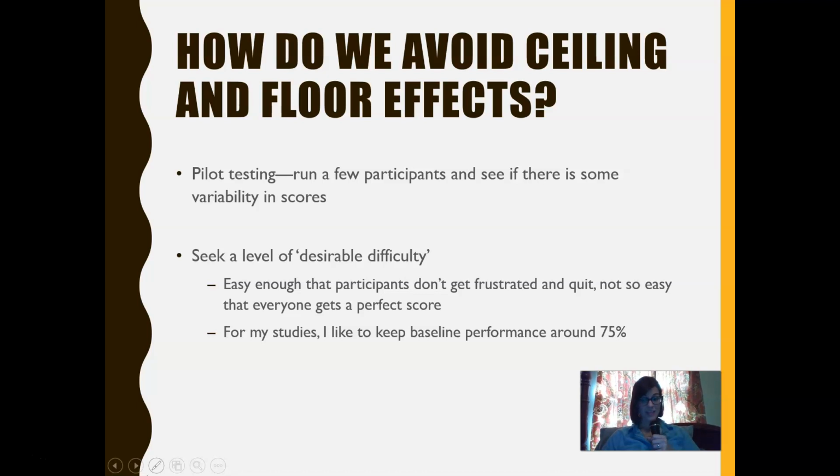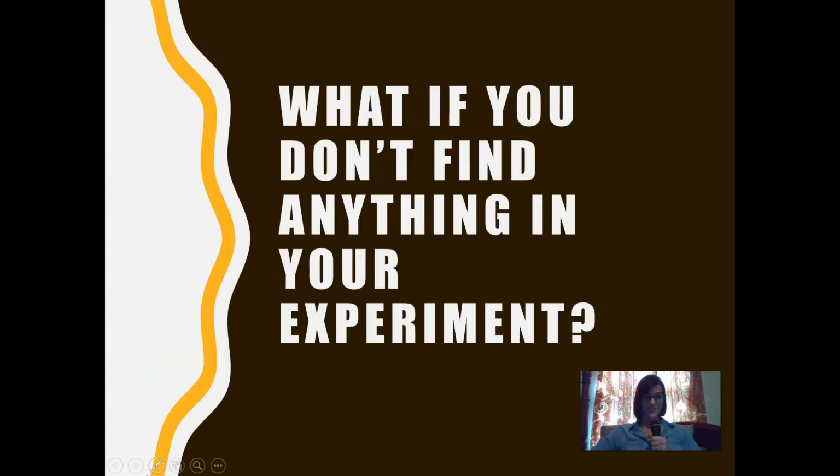And we don't want everybody to get a perfect score. Generally, I tend to find for a lot of my working memory studies, I don't want them getting 100%, and I don't want them getting 0%. This tells me nothing about their working memory abilities. Generally, baseline performance should be about 75%. That means it's easy enough that most people can do pretty well, but it's not so easy that they're not being challenged or learning anything or exerting. They actually do have to exert some effort to do this.